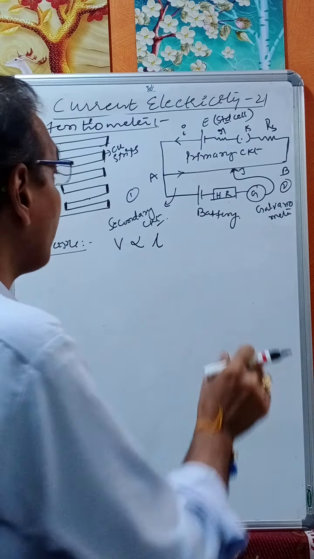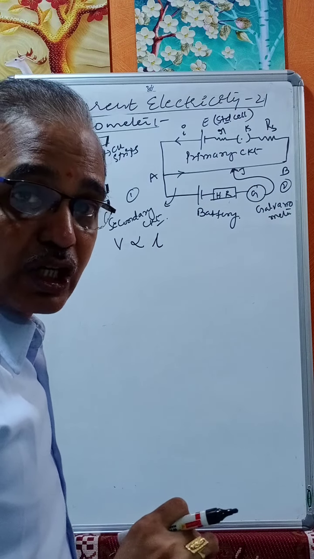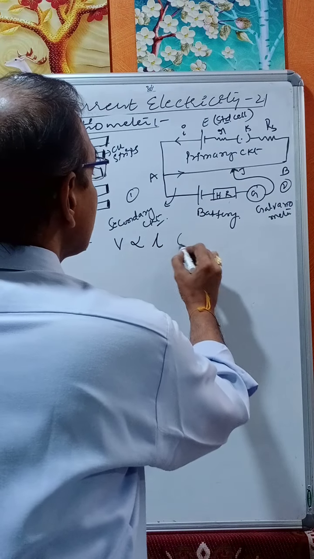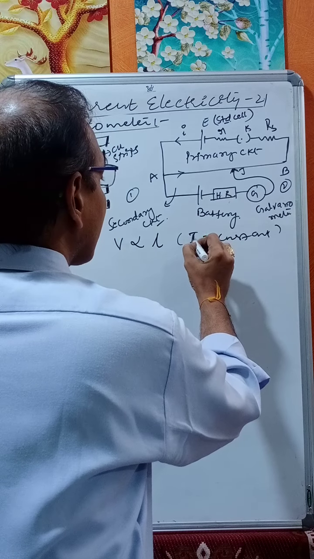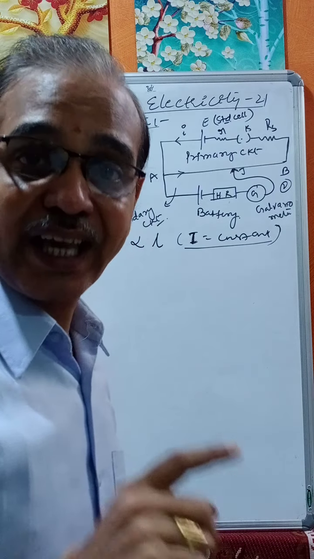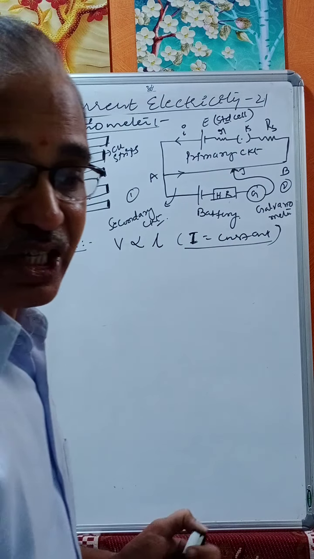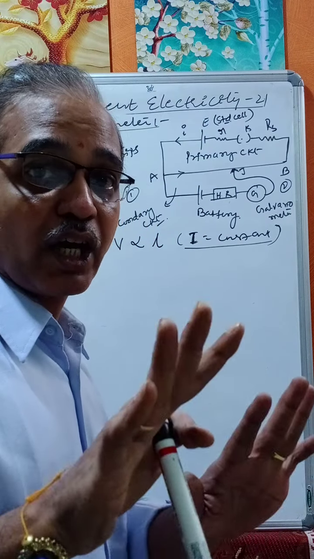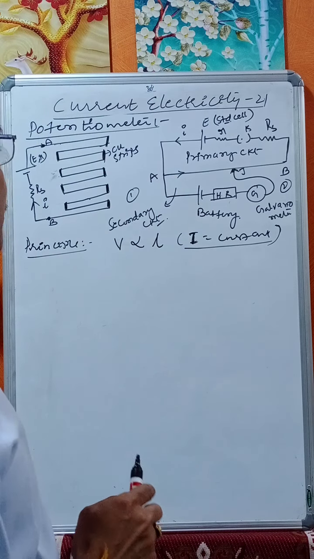provided a constant current flows through the circuit. It is an important one. V is proportional to L. The potential drop across any portion of the wire is directly proportional to the length of that portion of wire, provided a constant current flows through the circuit. That is the principle of the potentiometer.